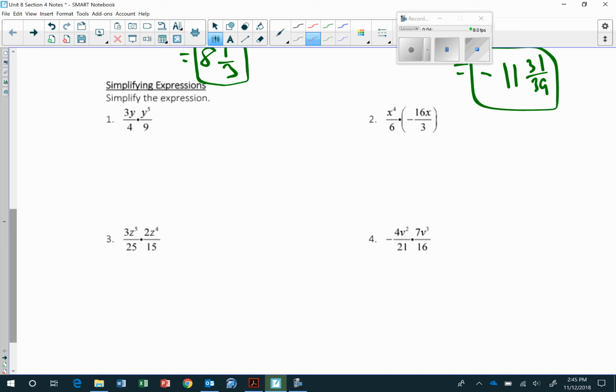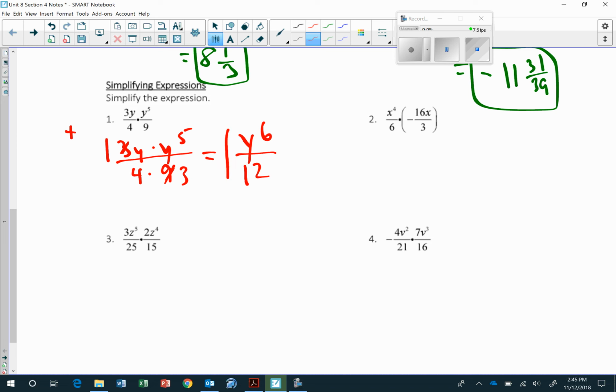So the directions say to simplify the expression. So I have multiplication. So first thing I have to decide is, is my answer going to be positive or negative? For number 1, I'm doing a positive times a positive, so I'll get a positive answer. Then I can write 3y times y to the 5th on the top, and then I'll do 4 times 9 on the bottom. So looking at my numbers, I can divide. 3 divided by 3 is 1, 9 divided by 3 is 3. So now I can multiply. y times y to the 5th is y to the 6th. 4 times 3 is 12. So I'm all done there.